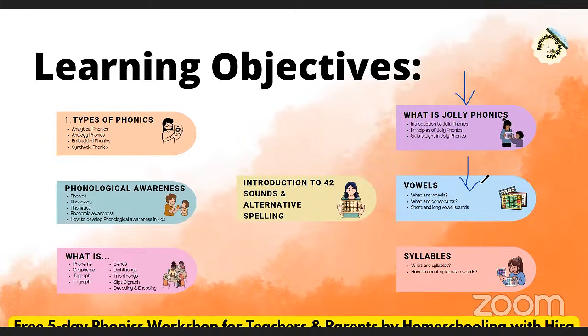Vowels, another important topic. What are they? Why are they so important in English? In any language, if the language has vowels, vowels are so important because they are the joining blocks. You cannot make a word without the help of a vowel. So what are vowels? Why are they called vowels, and how do they function differently? Vowel teams, single vowel, different sounds of vowel. We'll try to touch this concept as well.